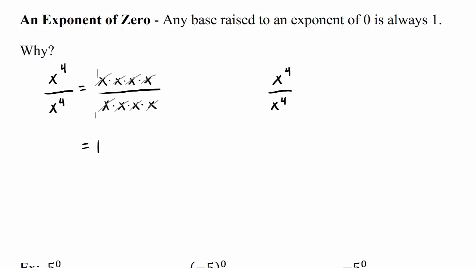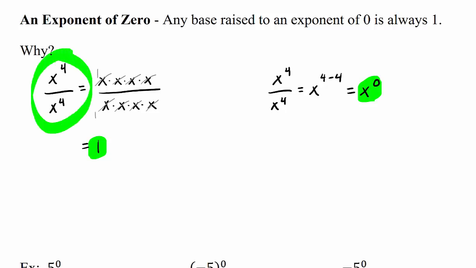But using our laws of exponents, we now know that to divide, when the bases are the same, we subtract the exponents, which means that 4 take away 4 is 0. We can now conclude that x to the power of 0 is 1 because both of these started off being the same expression. So since they were equal to the same thing to begin with, therefore, x to the power of 0, where x can be any number other than 0, will be 1.